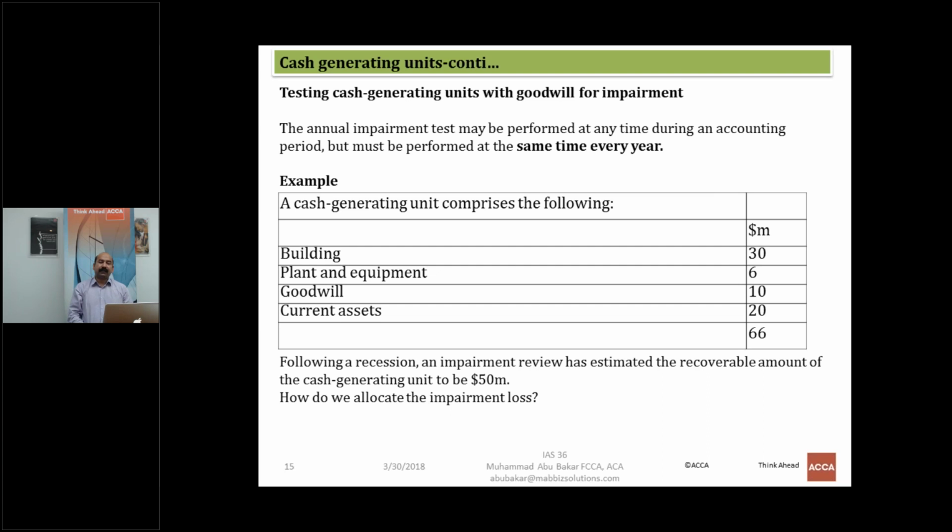Following a recession, an impairment review has estimated the recoverable amount of the cash generating unit to be 50 million. How do we calculate the impairment loss? I think people should try to calculate it because this is very simple and basically we are refreshing this standard. A lot of changes are there in other standards, but hardly any change, if any, in International Accounting Standard 36.